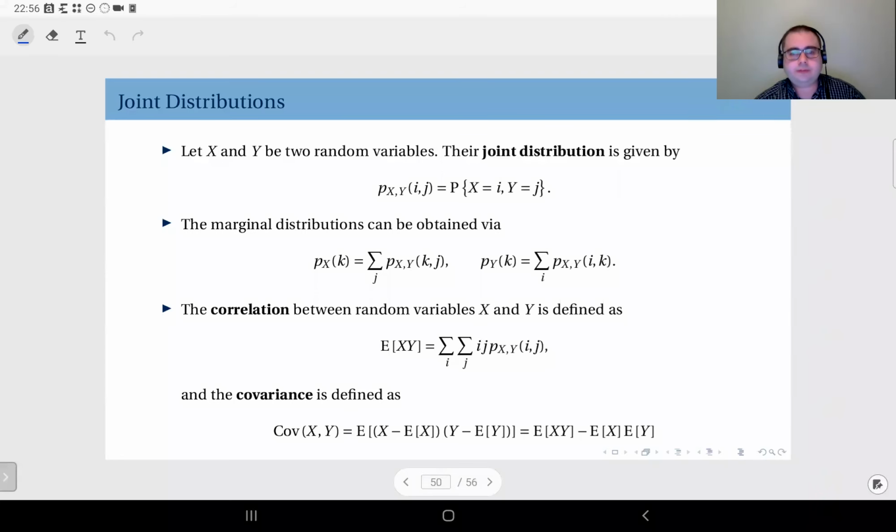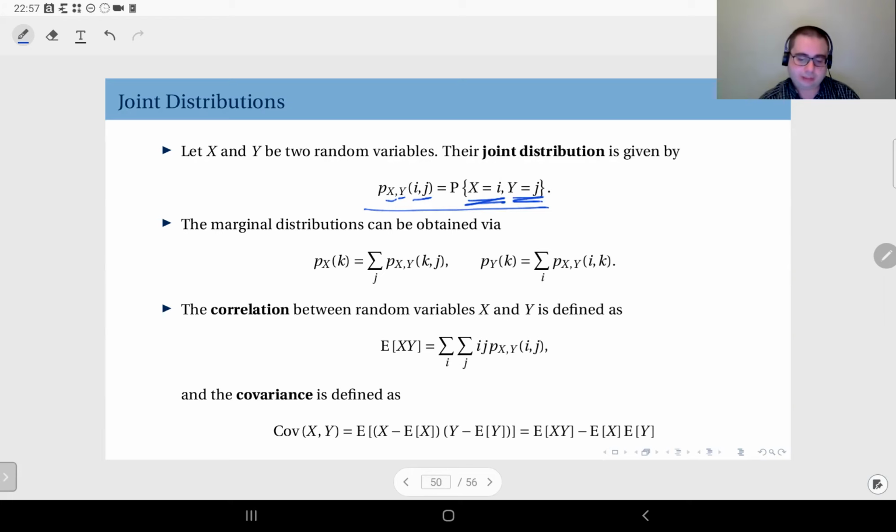Next, we are going to look at pairs of random variables. This can be generalized to more than 2 random variables, but I'm not going to go into that. I'm just going to give you the case with just 2 random variables, and we will define the joint distribution of 2 random variables X and Y in this way. The joint PMF, p sub XY of i, j, equals the joint probability of the joint event, X equals i and Y equals j.